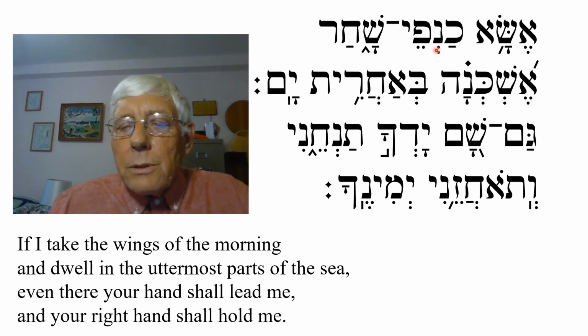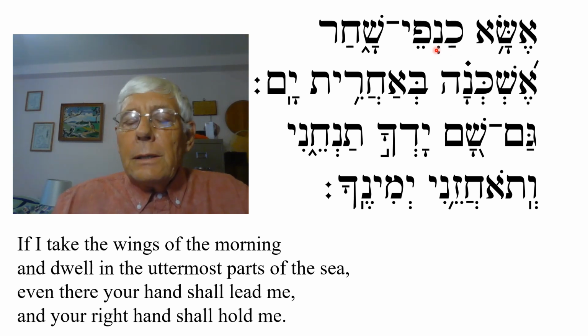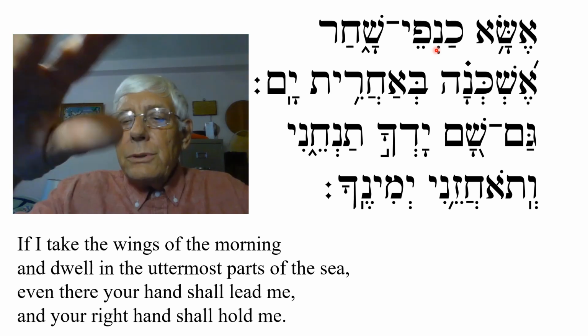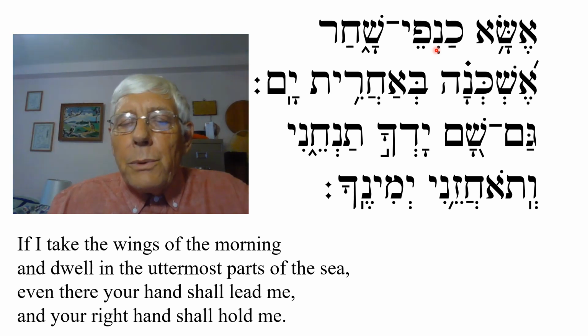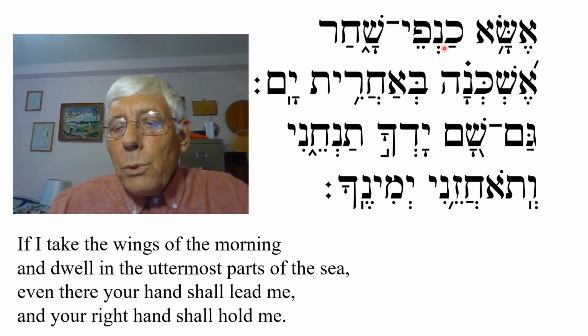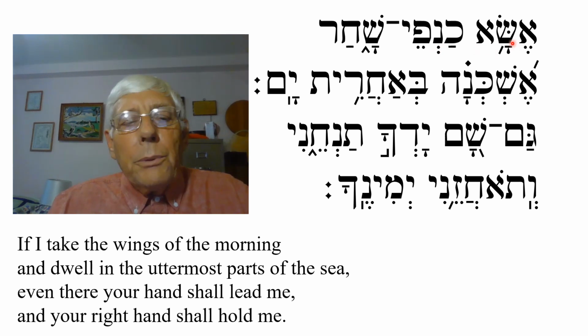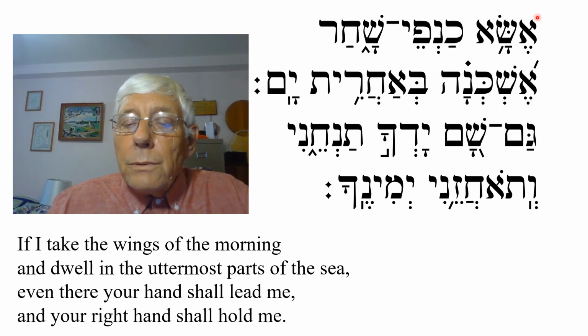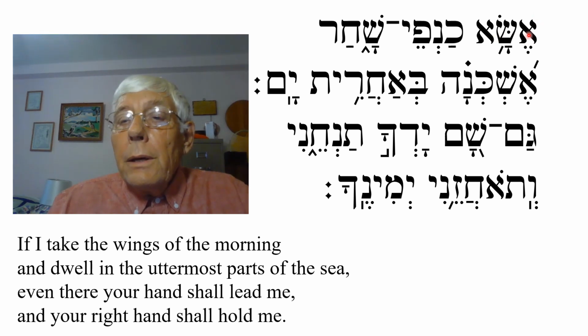I want to be on the wings, the wings of the morning. Very symbolic of heading towards the east, riding the wings of the morning. Kanafeh Sahar. And the im is still working here: if I would get up. This if carries forward from the first two verses we're looking at now. And so, Eshach Kanafeh Sahar.